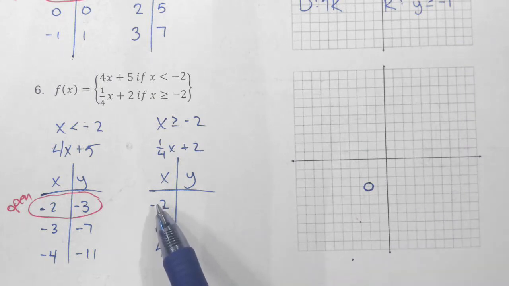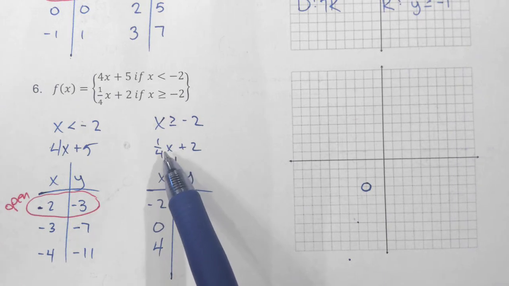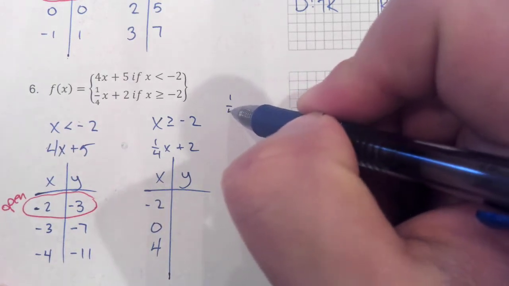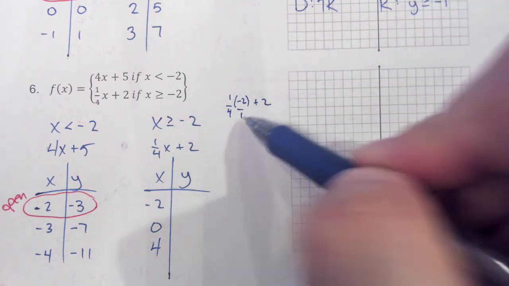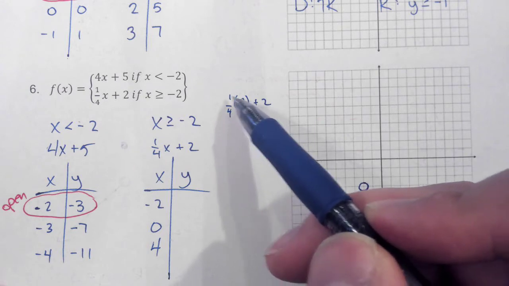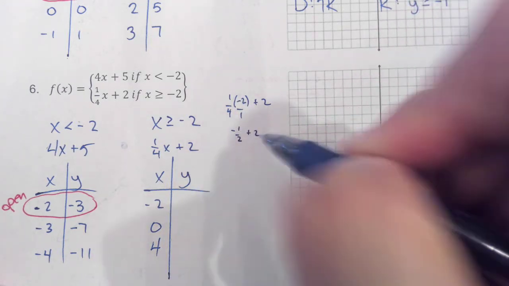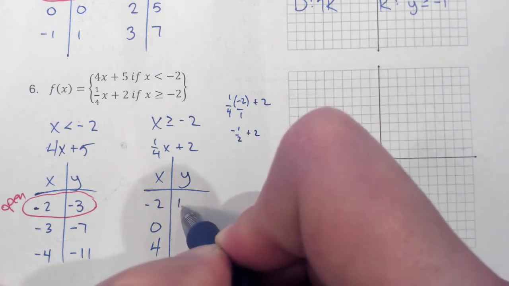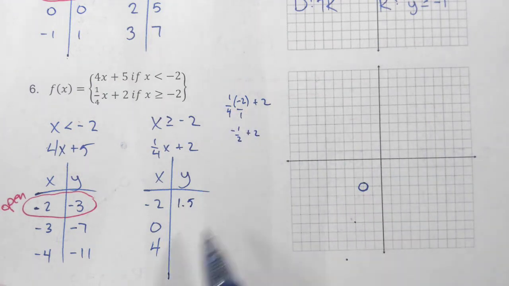All right, next one's -2. Okay, so what is 1/4 times -2? Let's write this one down. 1/4 times -2 plus 2. I put the -2 over 1. So what happens there? I get -2 over 4, which reduces to -1/2. -1/2 plus 2, or 2 minus a half, is 1.5. You could have typed that into your calculator. That would be fine.